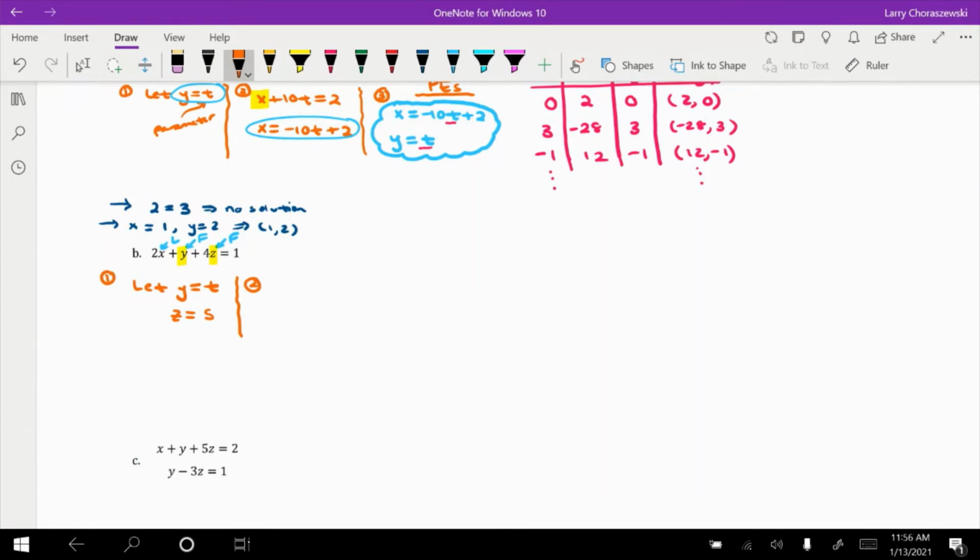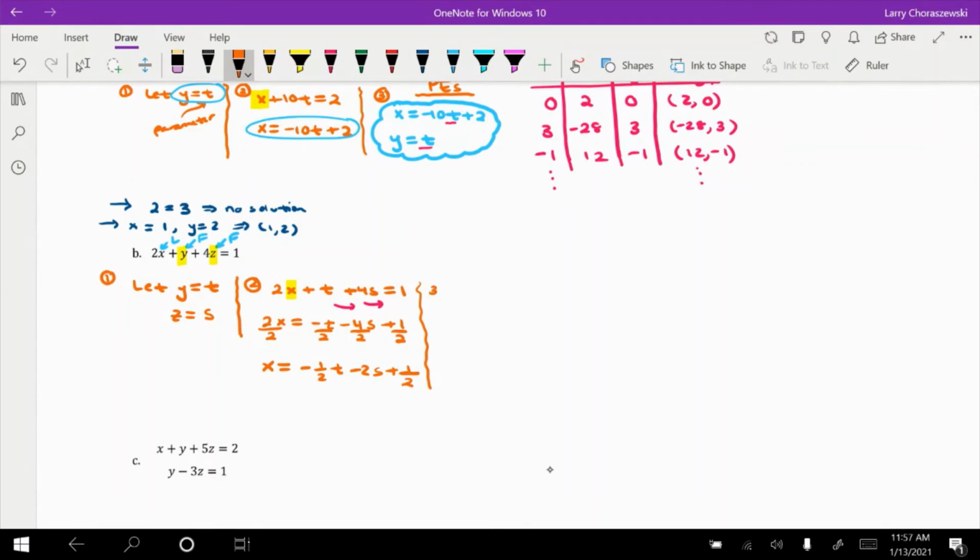This takes us to step 2. What we're going to do is rewrite this equation with our parameters instead of the variables y and z. So we'd have 2x plus t plus 4s equals 1. And what we're going to want to do with this equation is solve for x. Maybe we'll start off by subtracting those two terms over to the right to get 2x equals negative t minus 4s plus 1. And then we can divide everything by 2. And we get x is equal to negative 1/2 t minus 2s plus 1/2. So x is isolated, and it's also in terms of the two parameters that we defined.